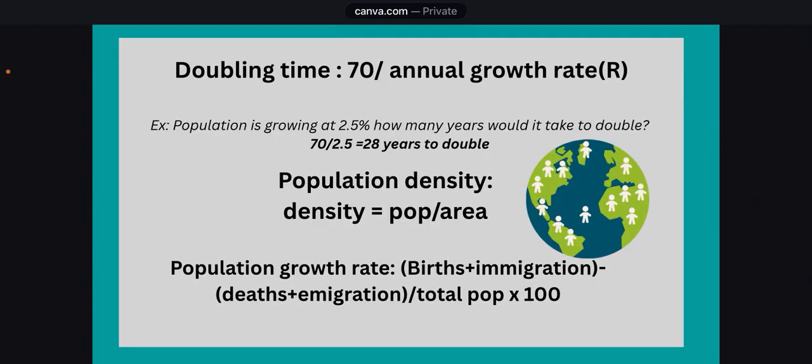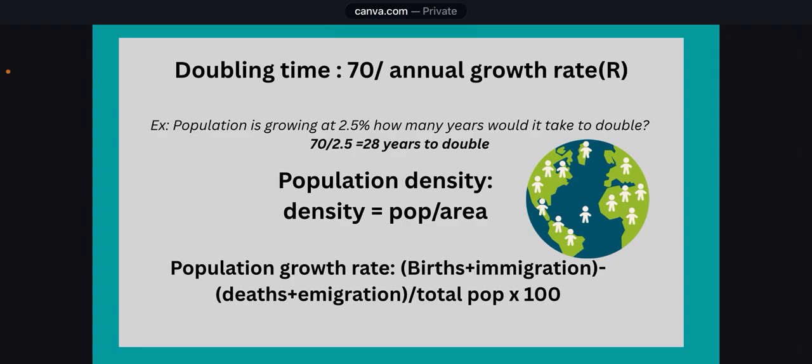The next one we have will be doubling time, also known as the rule of 70, which is 70 divided by R, the percent growth rate. An example is a population is growing at 2.5%. How many years would it take to double? You put that 70 and then divide it by 2.5, which would come out as 28. So it would take 28 years to double for that population.